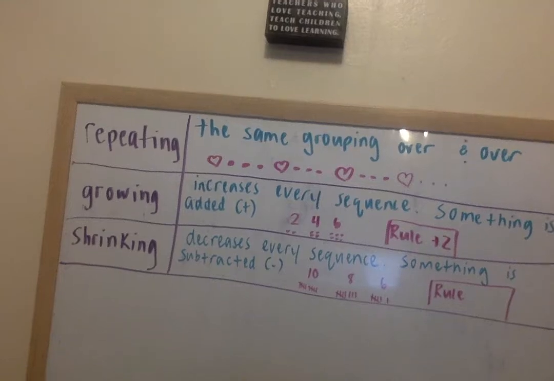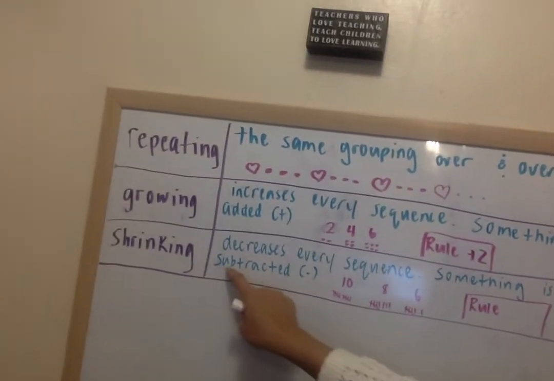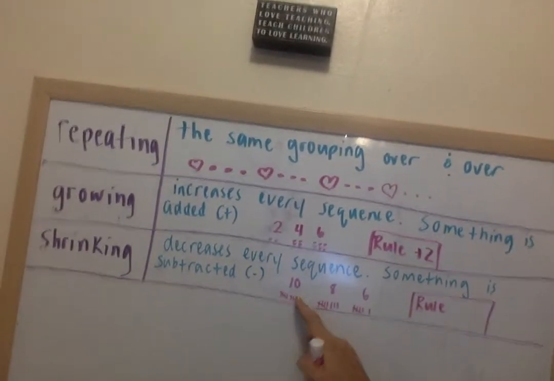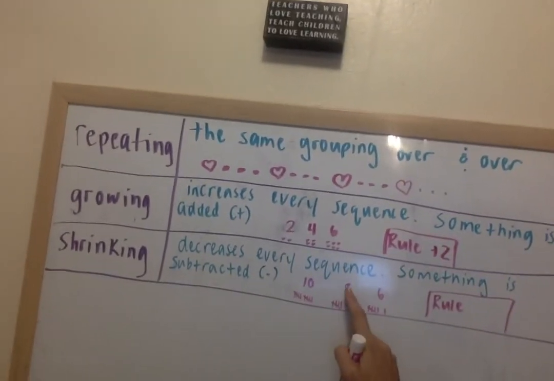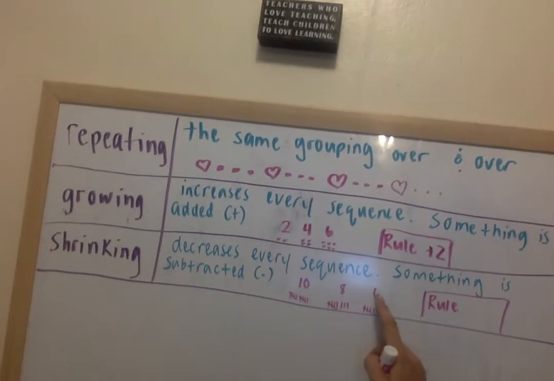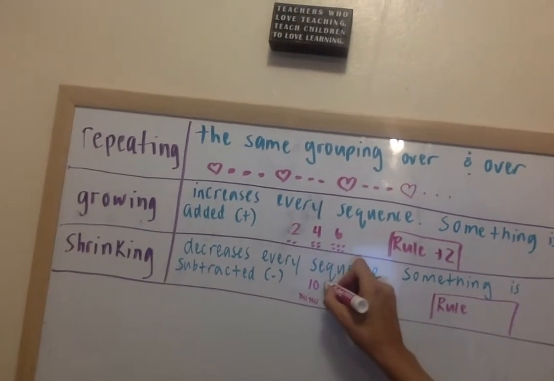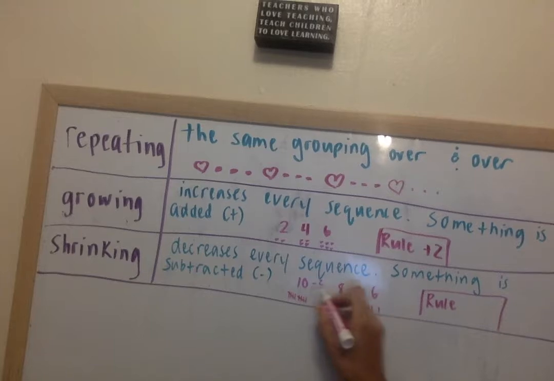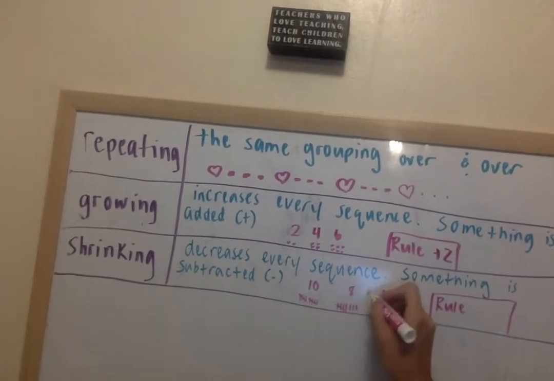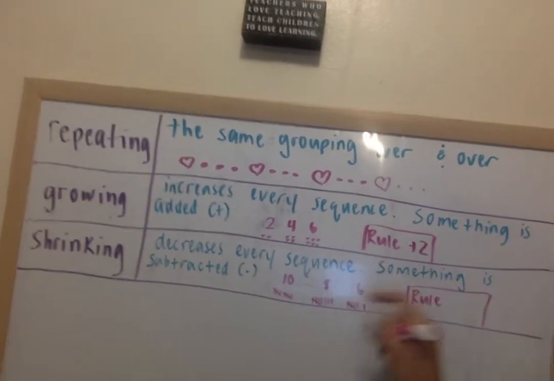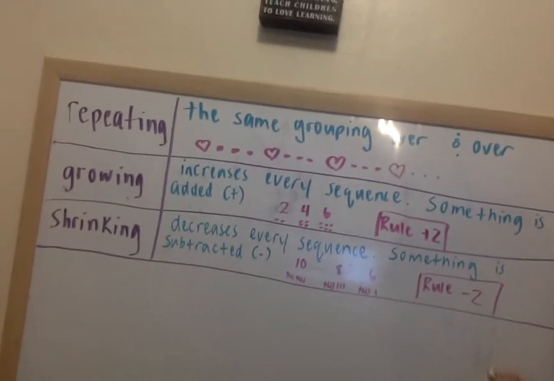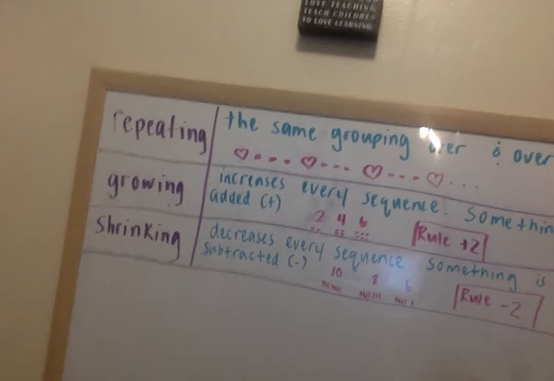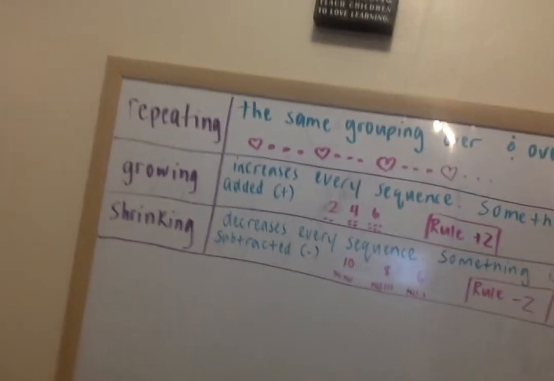And a shrinking pattern decreases every sequence. Something is subtracted. We have to minus something. So if you look here, we have 10, and the number gets smaller. Then we have 8, and then we have 6. 10 minus 2 is 8. 8 minus 2 is 6. So the rule would be minus 2. Subtract 2. Okay? Three different types of patterns: repeating, growing, and shrinking.